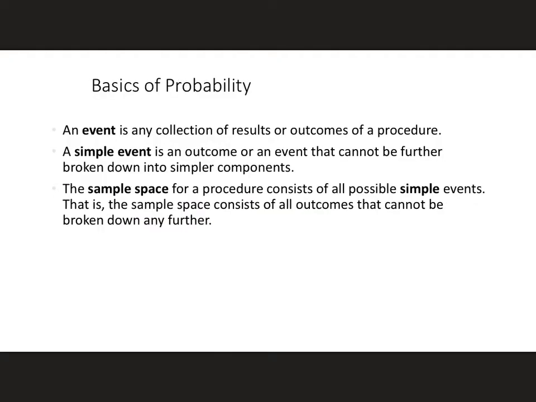So the basics of probability. An event is any collection of results or outcomes of a procedure. A simple event is an outcome or an event that cannot be further broken down into simpler components. The sample space for a procedure consists of all possible simple events. That means the sample space consists of all the outcomes that cannot be broken down any further.